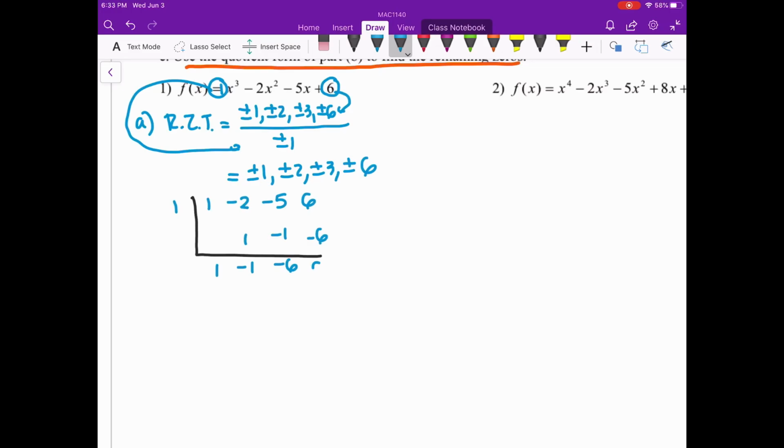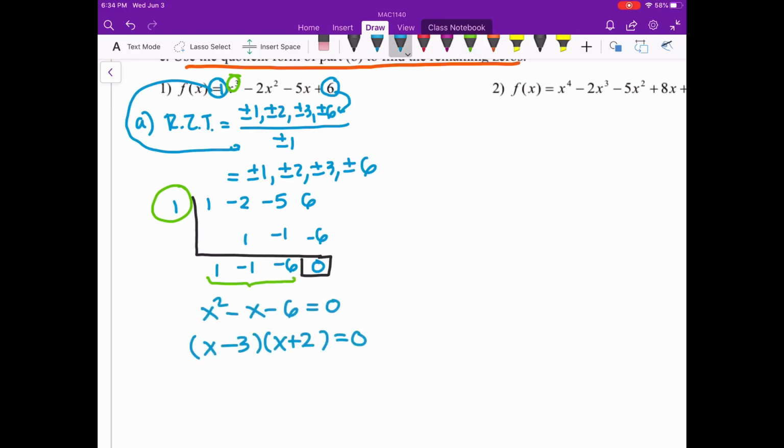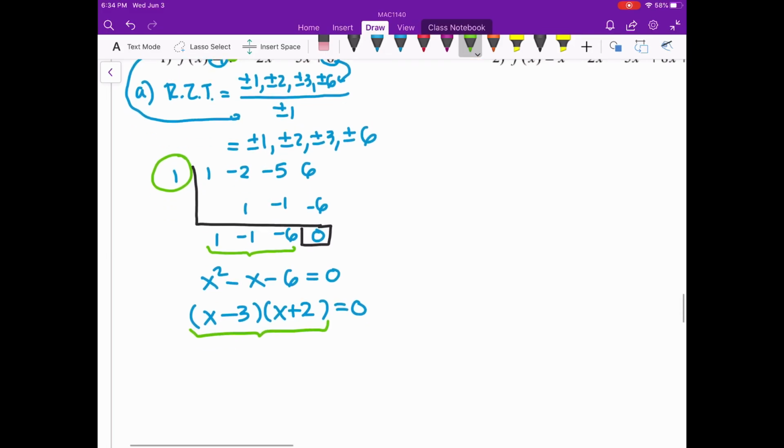Negative 6, 0. As soon as I get 0, that tells you that this is one of the zeros. Remember, this is degree 3, so you have at most 3 solutions. In order for you to find the next 2 solutions, you can just stop here and work with this expression. And this gives you the other 2 zeros. Therefore, you can say that the zeros are 1, positive 3, and negative 2.